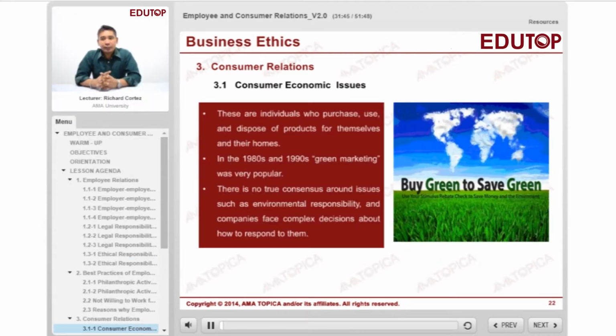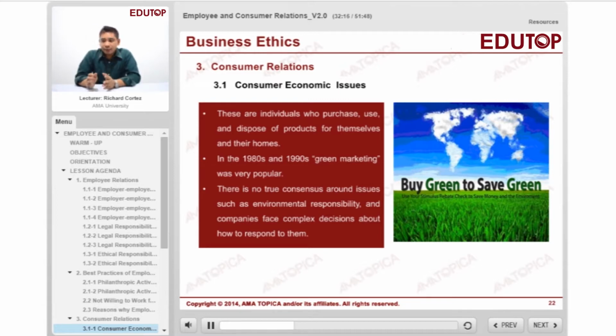We are now in the third agenda. We call this consumer relations. Before, we talked about the employee, now we talk about the consumer. So the first subtopic under the topic consumer relations is the consumer economic issues. Okay, here, consumers are individuals who purchase, use, and dispose of products for themselves and for their home. So that is what we mean by the consumer.